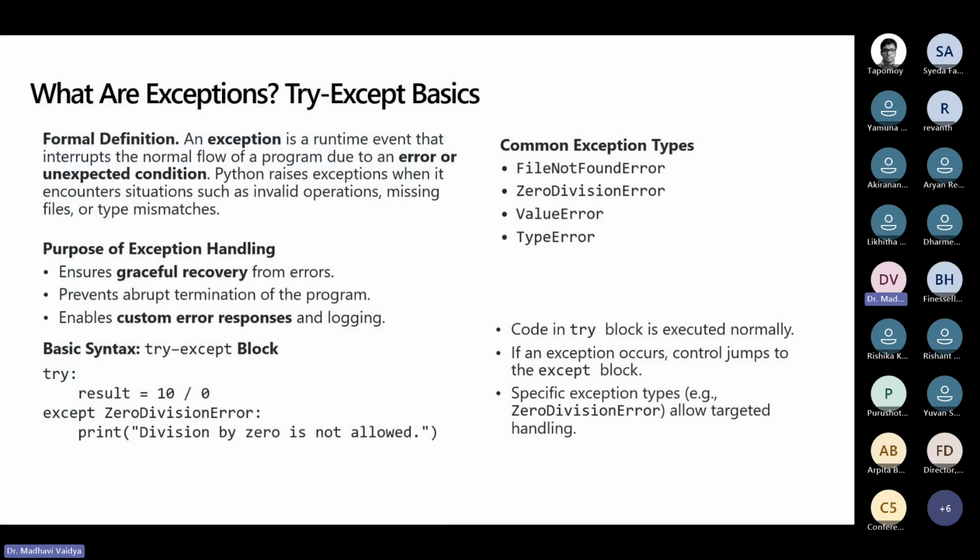Okay. Now we are going to talk about exceptions. An exception is something like a runtime event that is handled by the user or the programmer in Python. Python raises an exception when it encounters a situation such as an invalid operation. Now, which can be the invalid operation? We just talked about file handling.